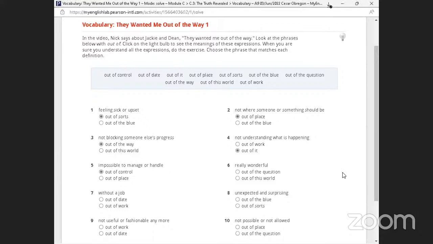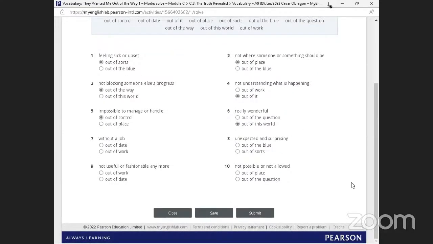Six, really wonderful. Out of this world. Seven, without a job is out of work. And eight, unexpected and surprising is out of the blue. Okay. Number 9, it is not useful or fashionable anymore. Out of date. And 10, not possible or not allowed, it is out of the question.